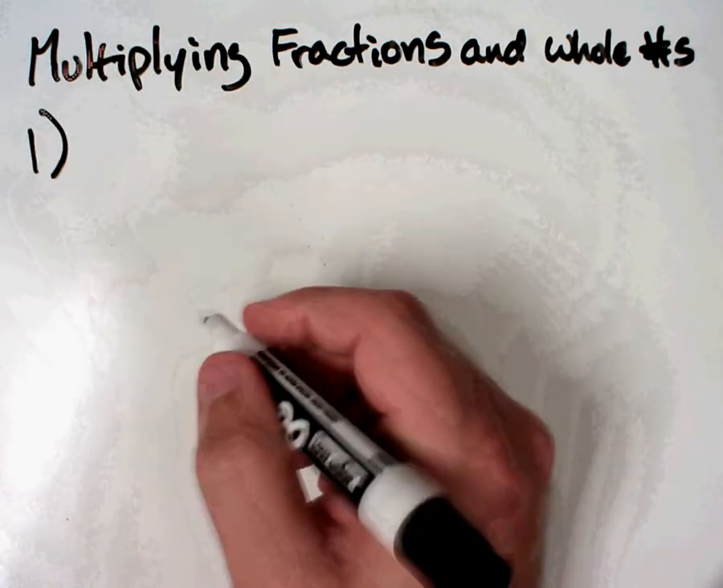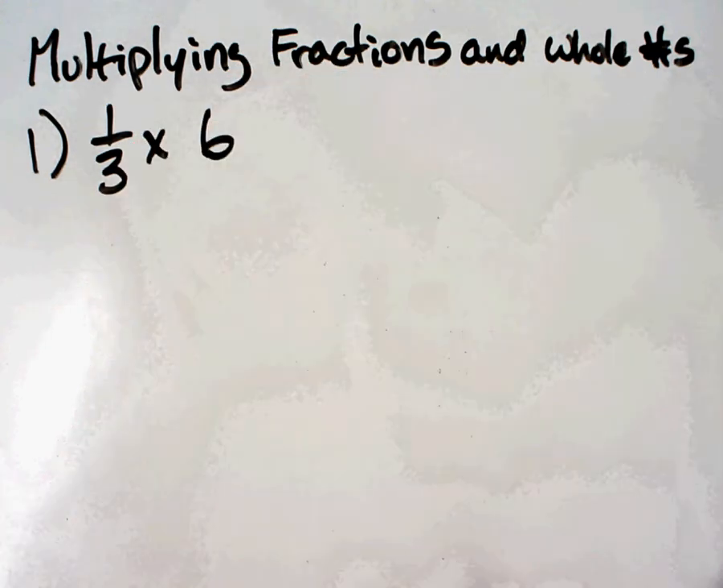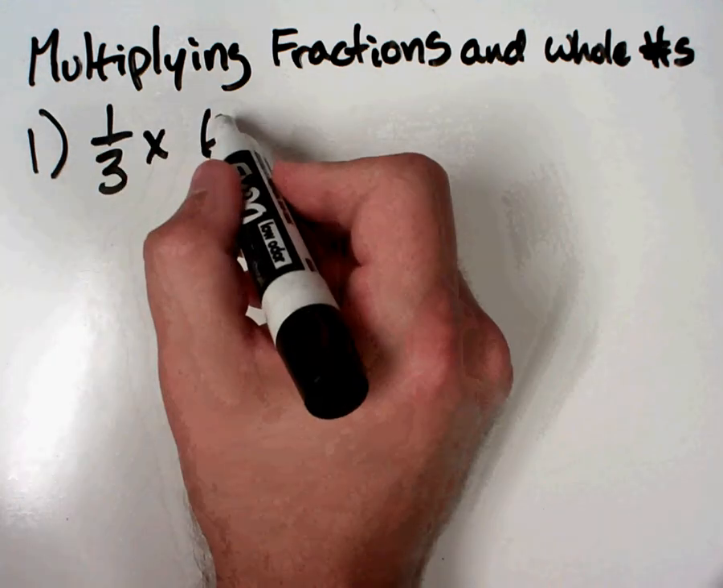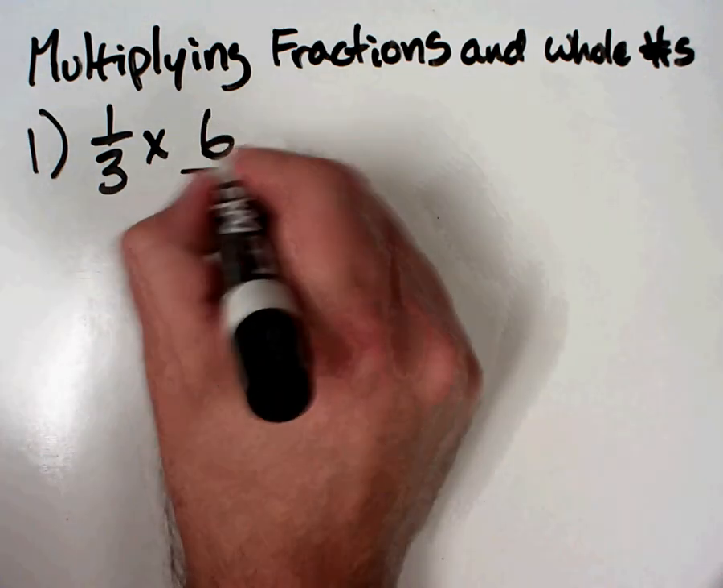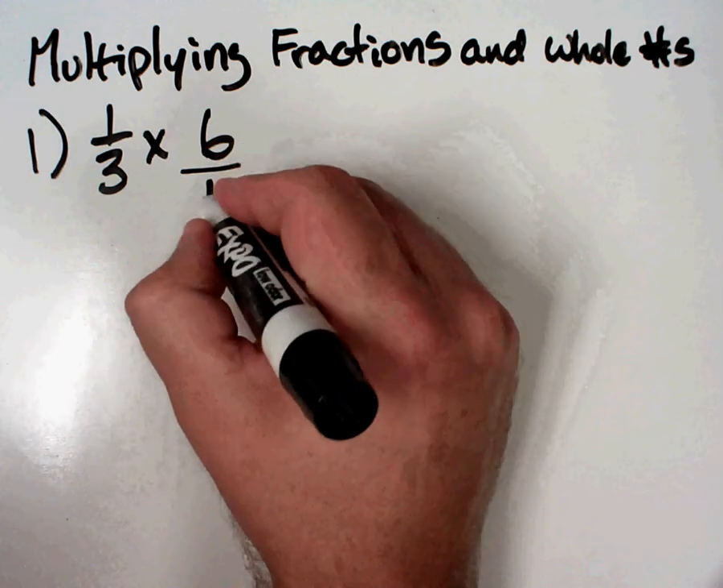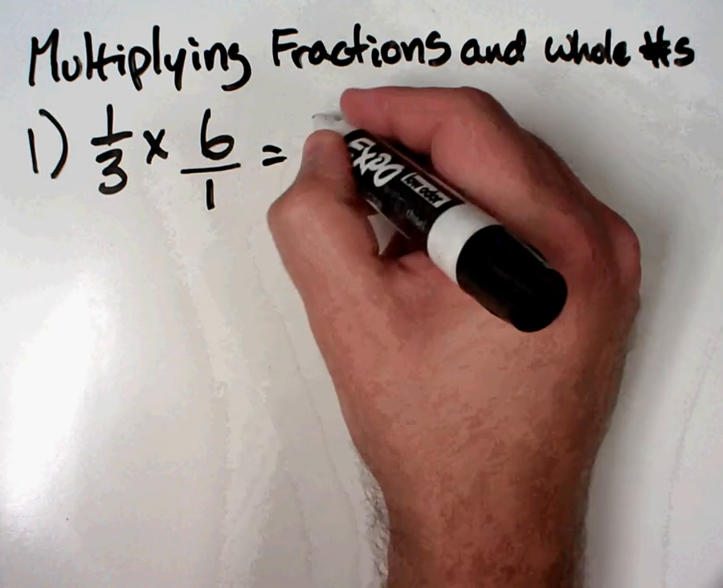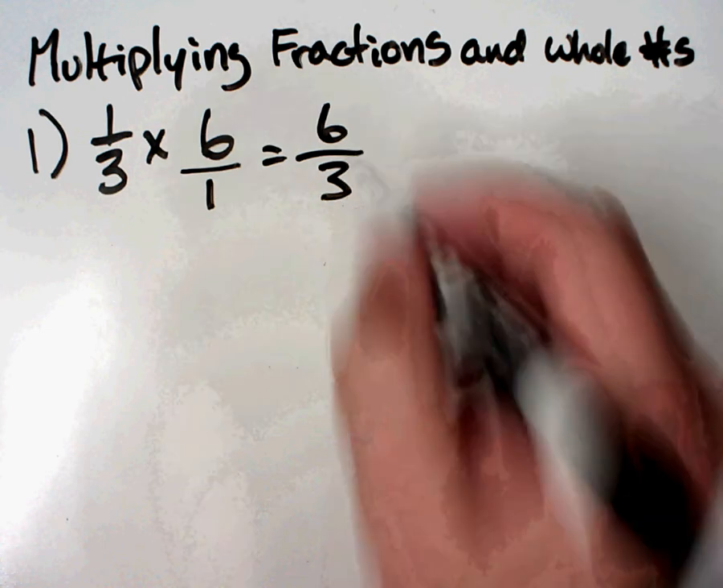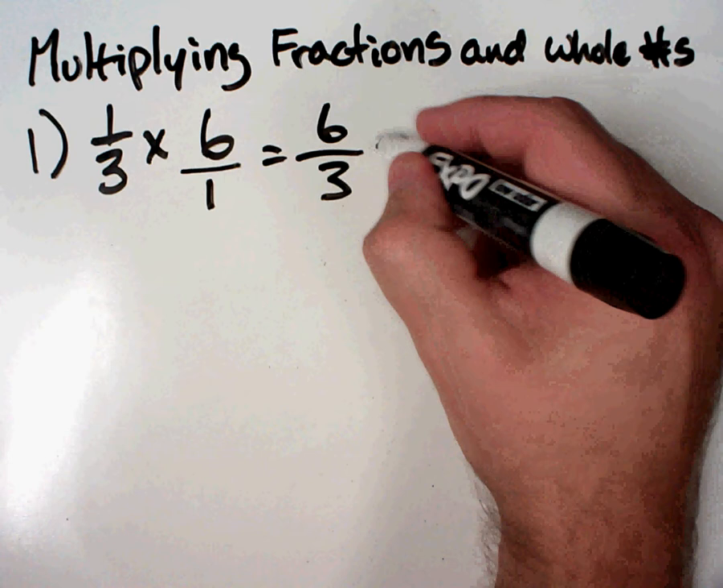So number 1 is going to be 1/3 times 6. Now anytime we're multiplying fractions, whether it's a whole number or not, all we're really doing is just multiplying numerator by numerator and denominator by denominator. A whole number, written as a fraction, is just whatever that whole number is over 1. And then we're just multiplying across. So 1 times 6 gives me 6, and 3 times 1 gives me 3. So I get 6/3. Now, because this is improper, I need to change it.